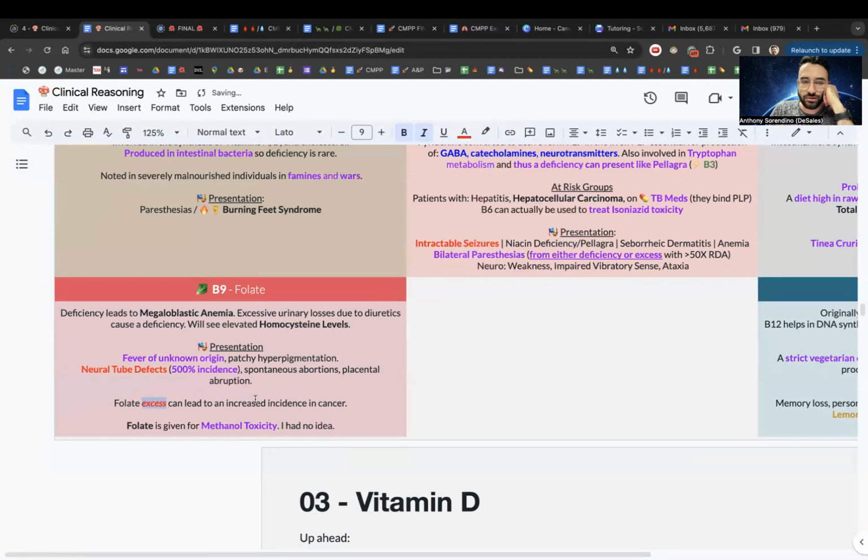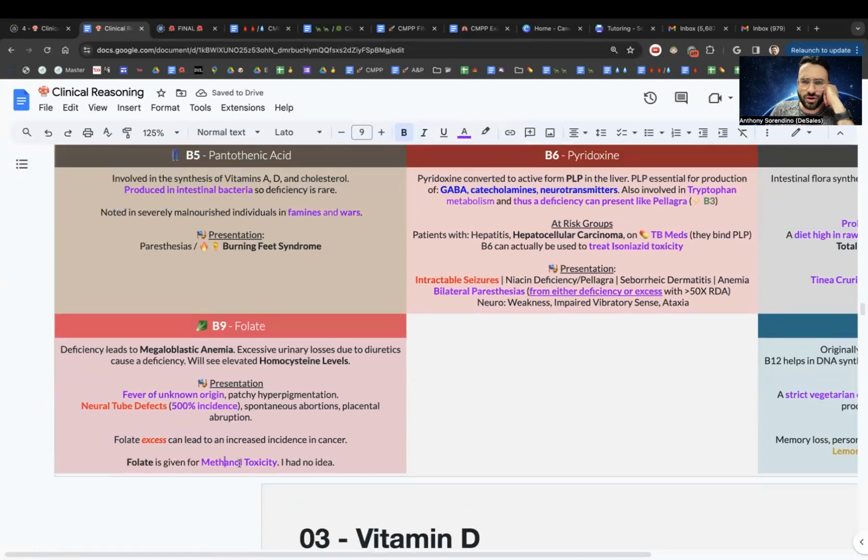That stands out. Folate is given for methanol toxicity. Yeah, so kind of interesting. So this would be the anion gap and osmolar gap. You can give B9 to fix that. So that's a cause of metabolic anion gap acidosis.